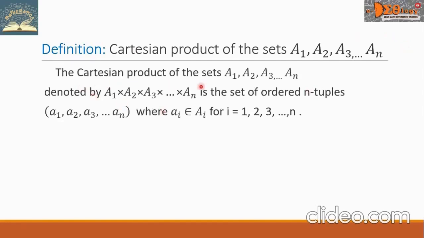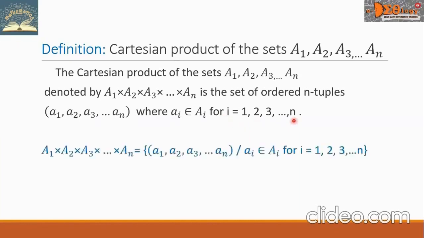The Cartesian product of the sets A sub 1, A sub 2, A sub 3, up to A sub n, denoted by A sub 1 times A sub 2 times A sub 3 times up to A sub n, is the set of ordered n-tuples (a sub 1, a sub 2, a sub 3, up to a sub n), where a sub i is an element of the set A sub i, for i equals 1, 2, 3, up to n. By set builder notation, we will write like this.